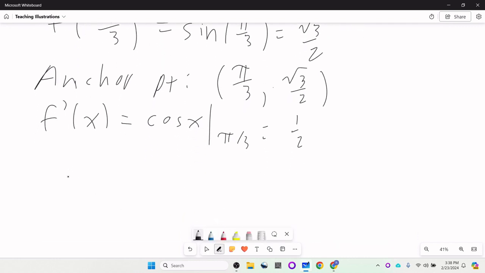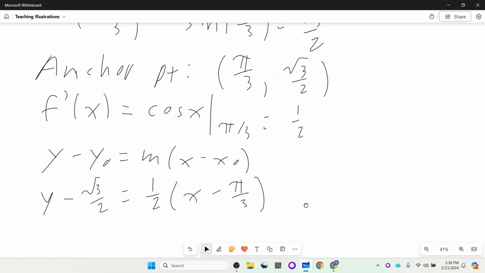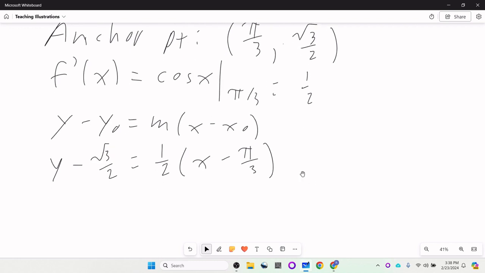So what would we do then? We would say, if we remember back to how we did this in calculus, it was y minus y naught equals m times x minus x naught. And then we'd plug in the different parts. The anchor point would be y minus root 3 over 2. The m, the slope, is 1/2, times x minus pi over 3. That is our line, and it is our best approximation.